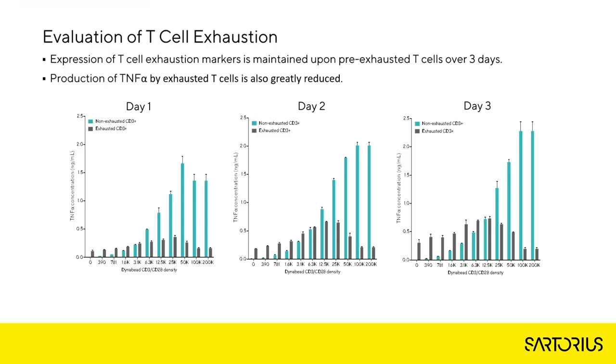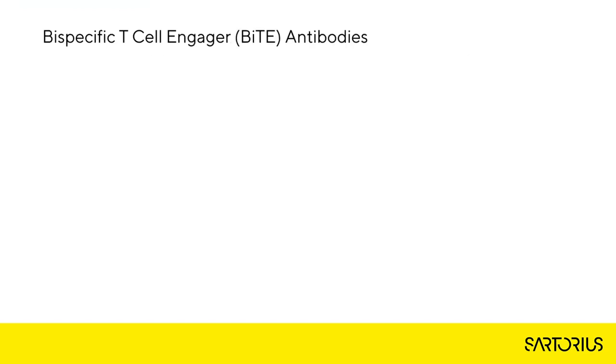Reduced TNF-alpha production is a hallmark of T-cell exhaustion, and this reduction can easily be detected and quantified alongside marker expression using this kit. I will now move on to how bispecific T-cell engager antibodies function and cover some data as to how this affects the exhaustion phenotype seen.